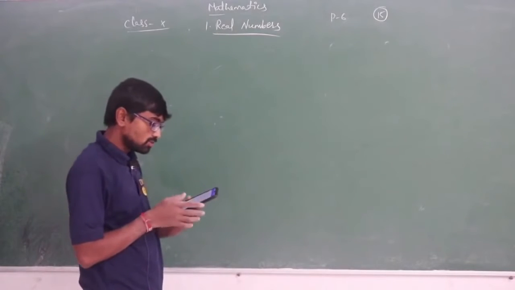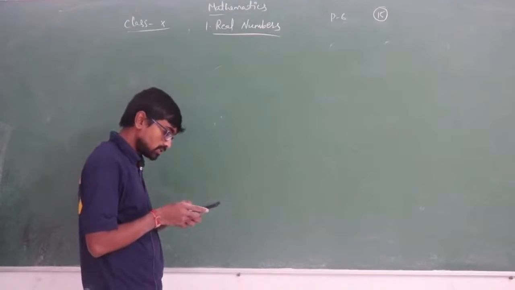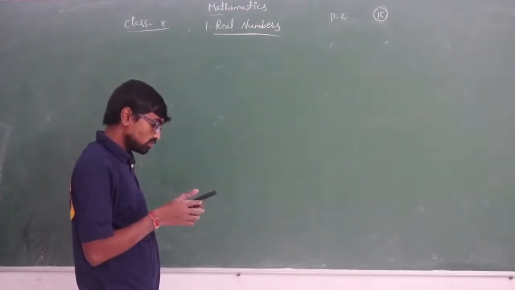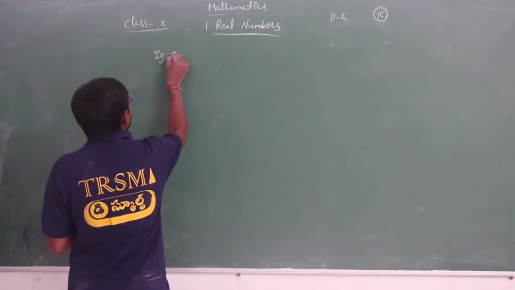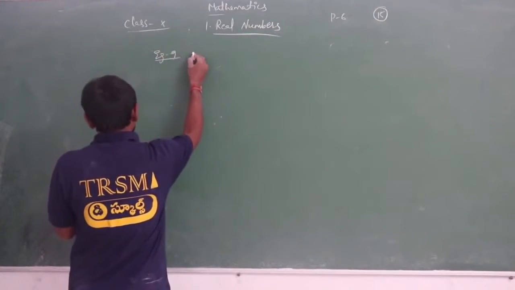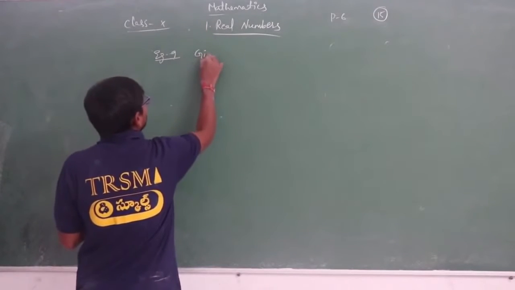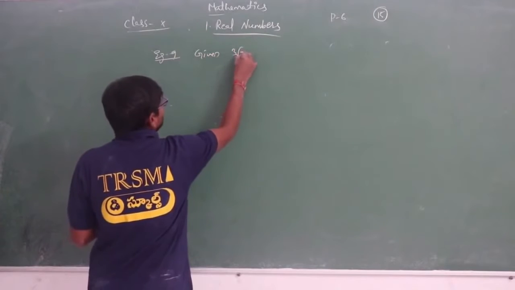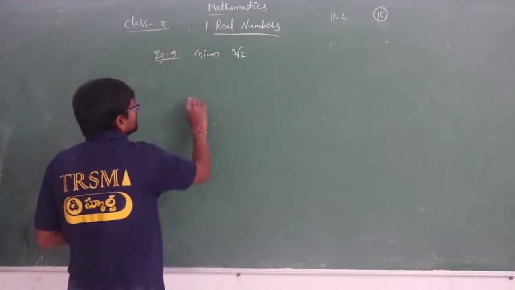Okay, now coming to our topic, the first one, example number 8, we completed. Now if I want to do example number 9, you can see example number 9. What is example number 9? Show that 3 root 2 is irrational. What we need to do? We need to show that it is an irrational number.